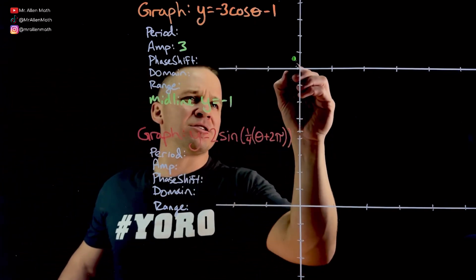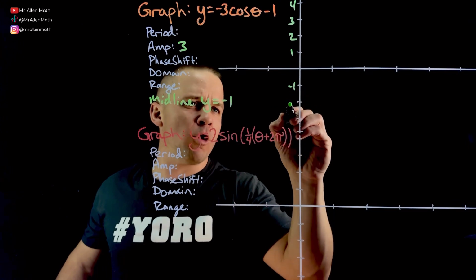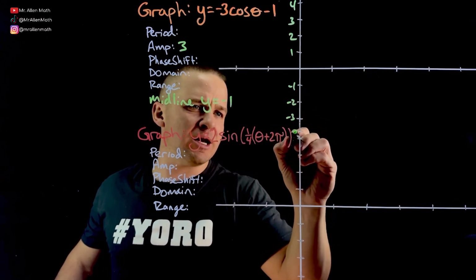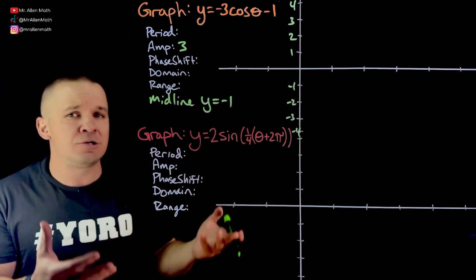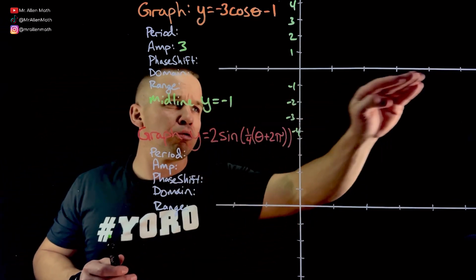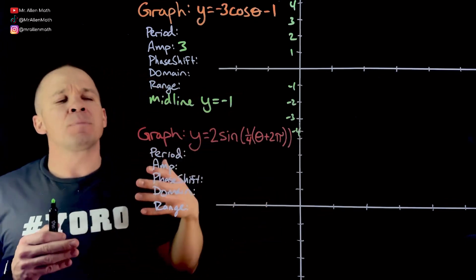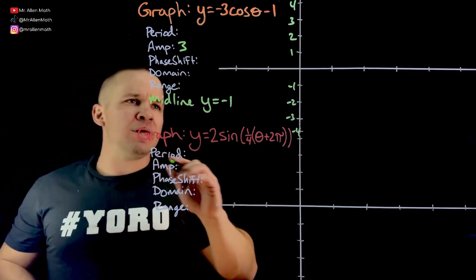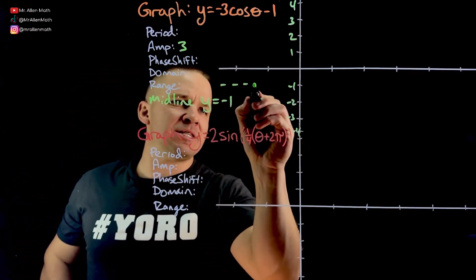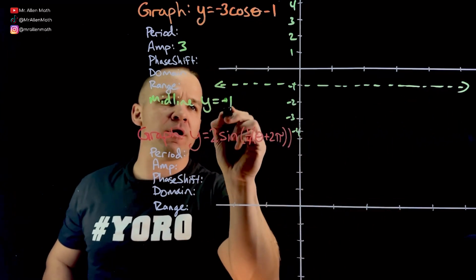I'm going to go ahead and start scaling this thing here. 1, 2, 3, 4, -1, -2, -3, -4. A lot of times we'll leave the scaling up to the student, so you can appropriately scale your x-axis and y-axis based on your period or whatever it may be, okay? So we got a midline of -1. I'm just going to dash that in right now. That's going to help me when I'm graphing this cosine function.